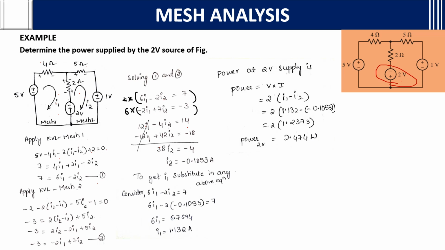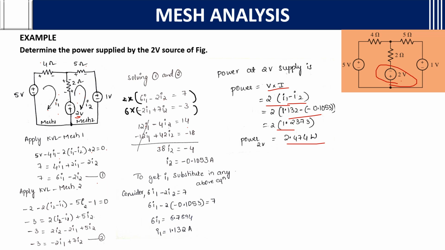Power equals V into I. What power are they asking? The 2 volt source, which is in between this and this. Power supplied by the 2 volt source means voltage into current. Power is V into I. V is 2 volts, and you want the current. The current passing through this is I1 minus I2. After doing I1 minus I2, what you get is 2.474 watt.